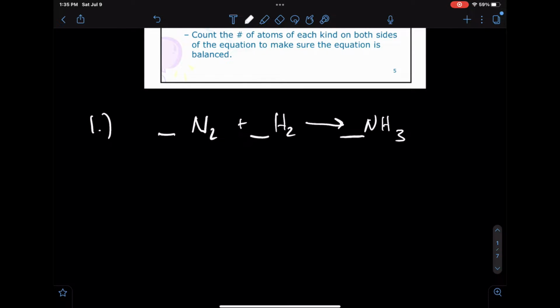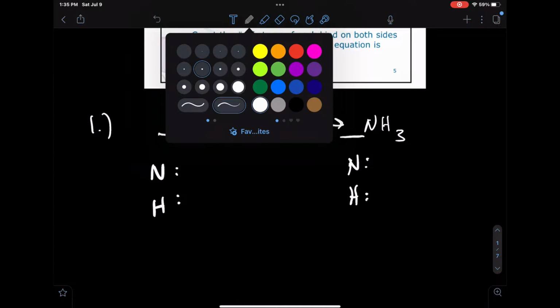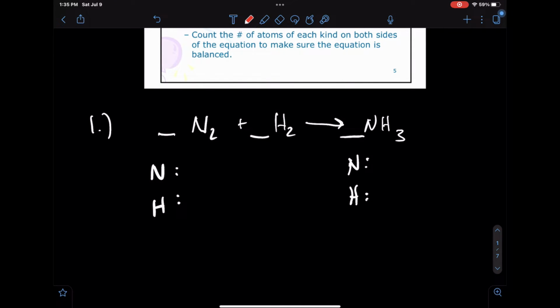To begin this, we're going to go ahead and list the atoms present. On the left side, we have nitrogen and hydrogen, and on the right side, of course, we have the same thing, nitrogen and hydrogen. Right now we have 2 nitrogen on the left and 1 nitrogen on the right. So we need to put a 2 here so that we have 2 nitrogen and 2 nitrogen.